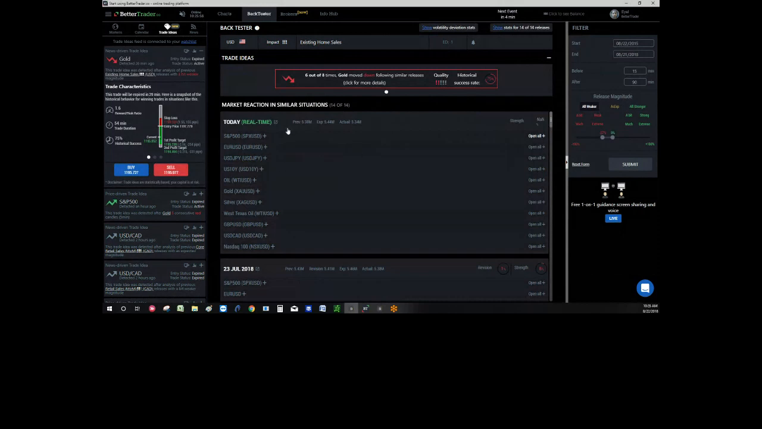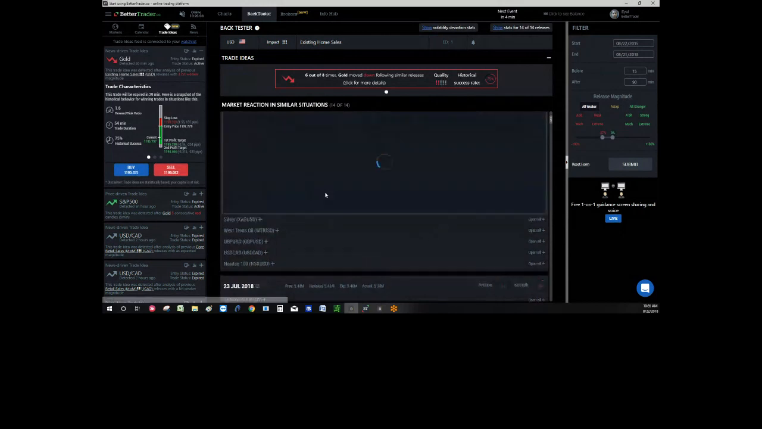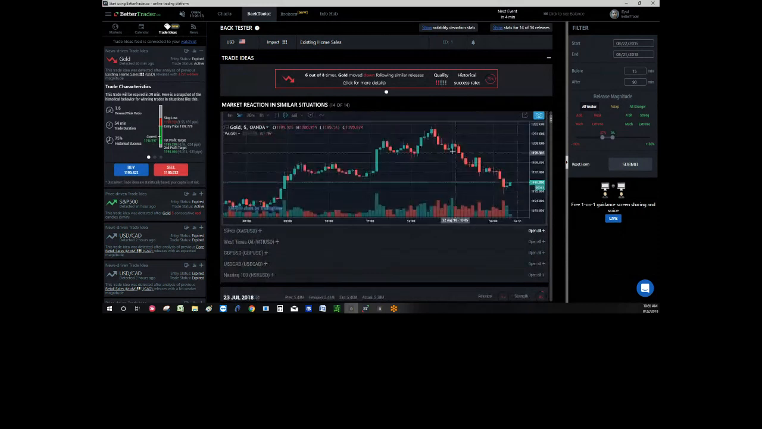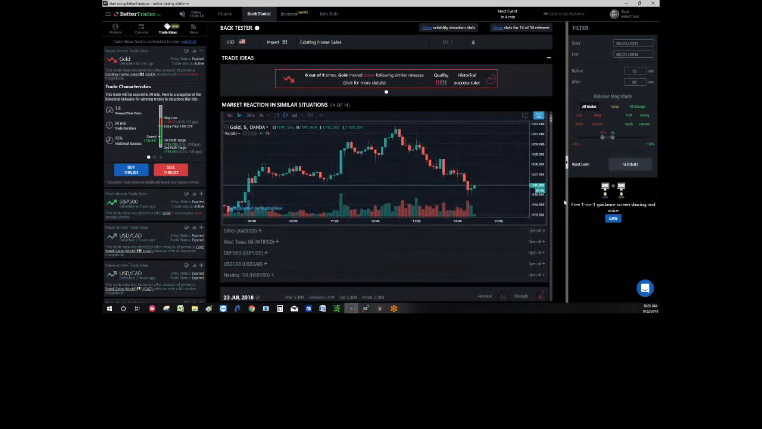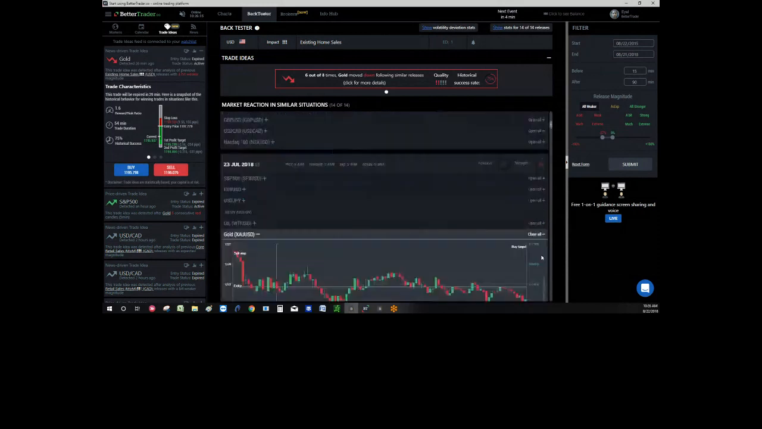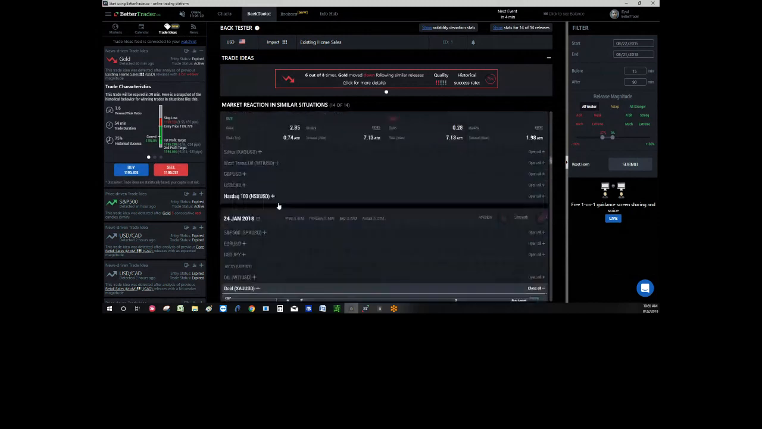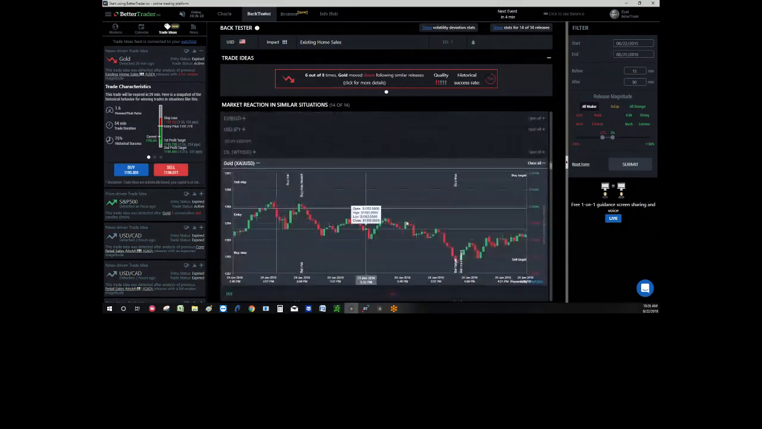You have here the real-time charts. It's gold, and that's the way it works. You can open and see the charts of the gold. This is real time, because it's the trend in the market. This is today, but I can see previous releases. I can see what happened with the gold, whether the gold went down or up.